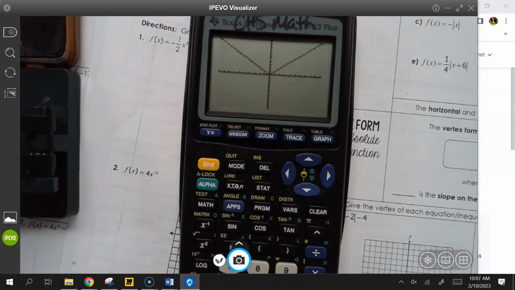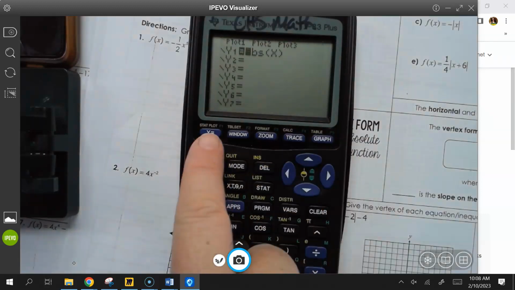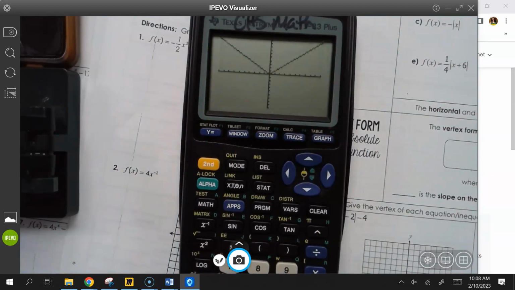Now here's my absolute value. Yes, and we're going to do each one of those. All right, so I'm going to keep this one on, and I'm going to show you a little trick because on this paper it says describe how it compares to the parent. So here's my parent graph, my absolute value, and what I want to do is compare it to some of these others.